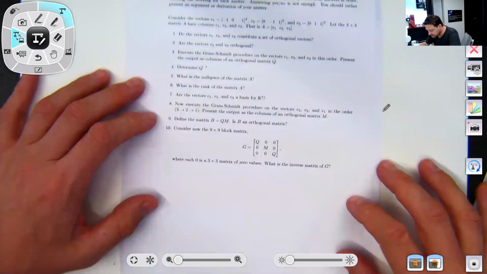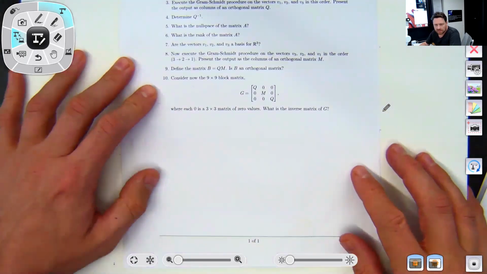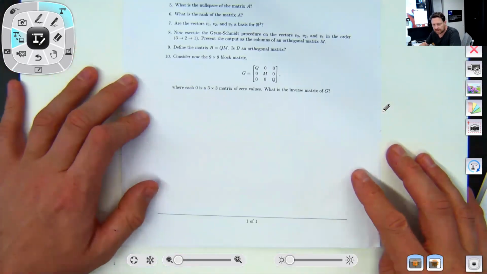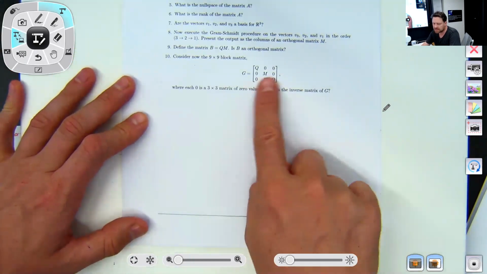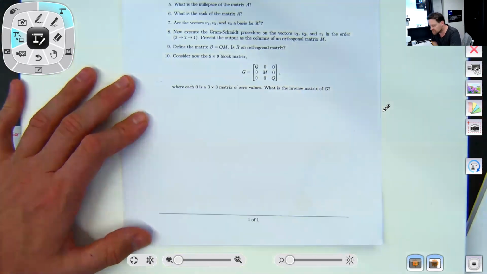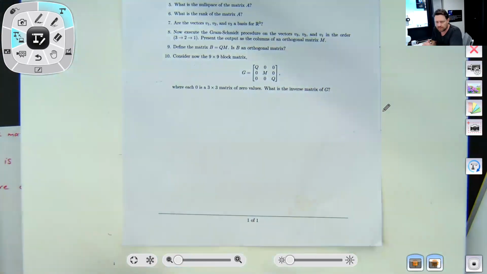So the next and last question here, number 10, says, consider now the 9 by 9 block matrix. Okay, so you look at that and you see a 3 by 3, right? But you treat each of the entries as if they're 3 by 3 matrices, and you view this as a 9 by 9 matrix. So here the zeros, you should see those as 3 by 3 matrices full of zeros. Okay, the question says, what is the inverse of the matrix G?